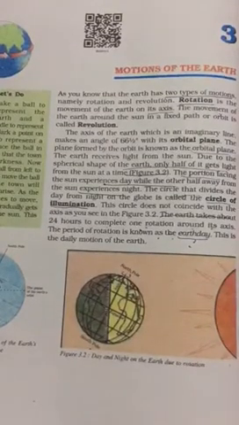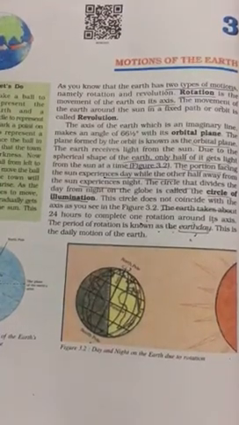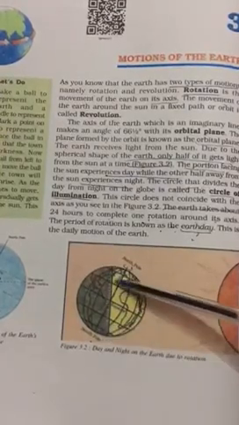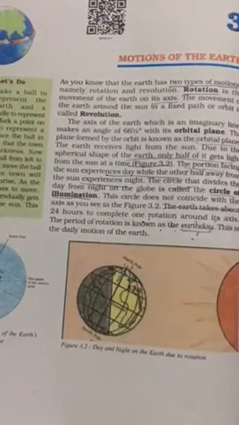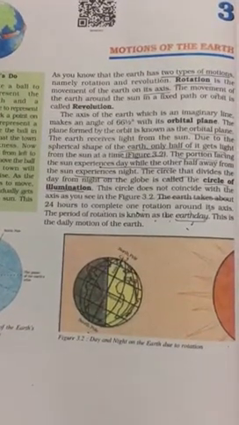Earth has two types of motions, namely rotation and revolution. Rotation is the movement of the Earth on its axis. This is the North Pole, this is the South Pole, and this is the axis. The movement of the Earth around the Sun in a fixed path or orbit is called revolution.